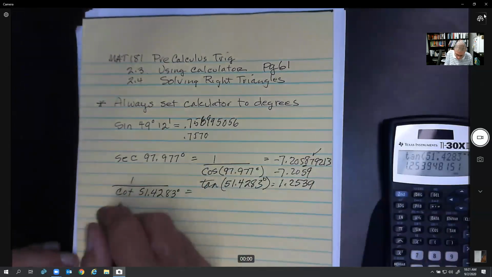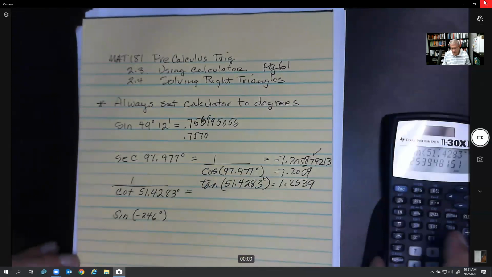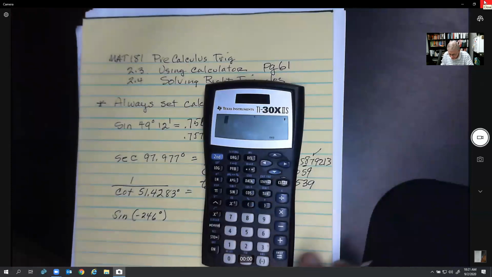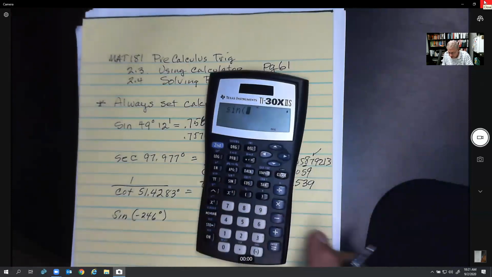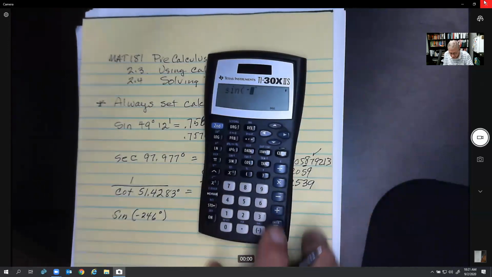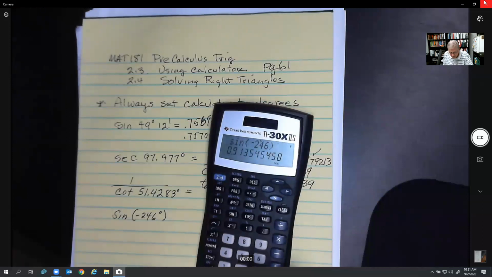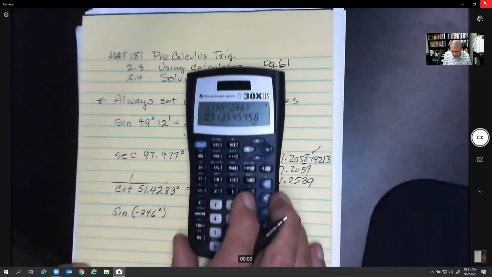Let's try, what if we had an angle? Here's a negative angle, and we could even use this if the angle was bigger than 360. Well, I'm going to hit sine. I don't need a reciprocal function. I'm going to hit my negative key down here. Don't hit the minus key. 246 parentheses equals. Pretty easy, huh? 0.9135.